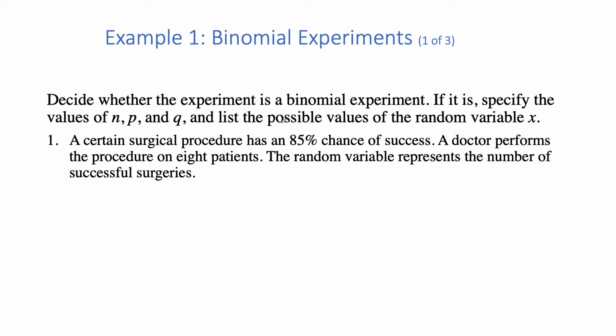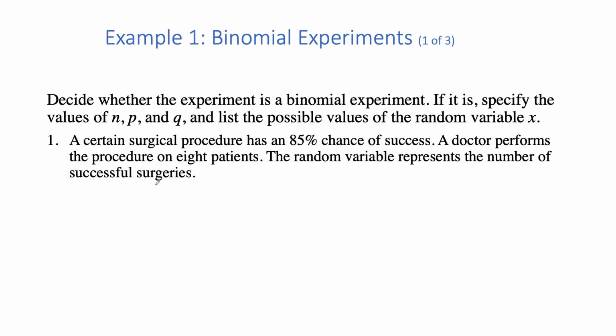Okay. So let's think about this situation. A certain surgical procedure has an 85% chance of success. So a doctor performs a procedure on 8 patients. The random variable represents the number of successful surgeries.